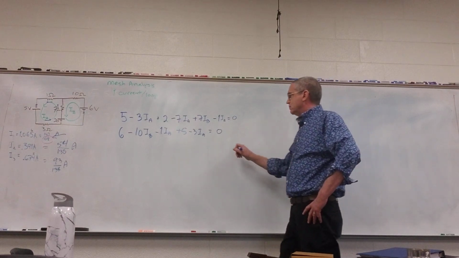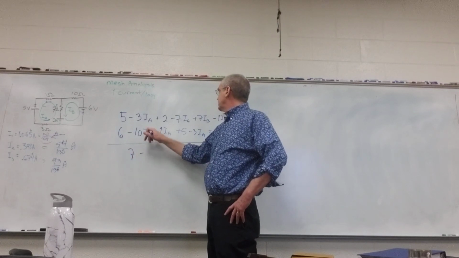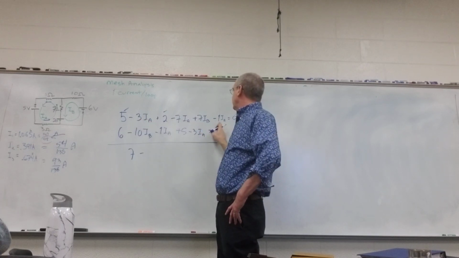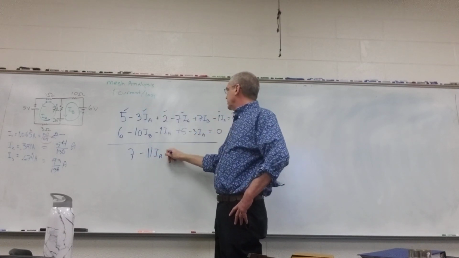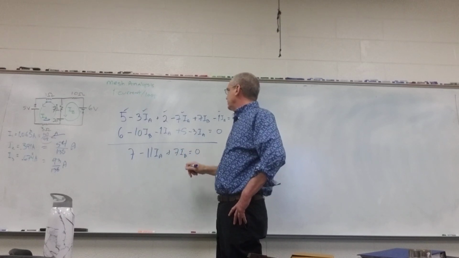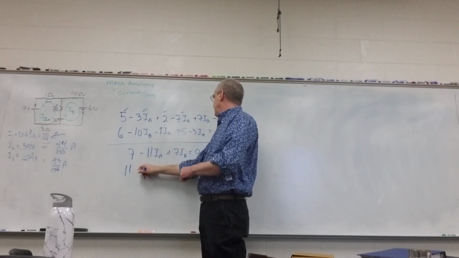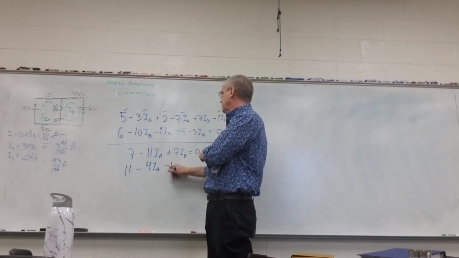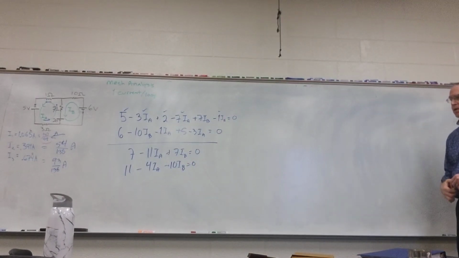And now I simplify. So I get 5 and 2, so I have 7. Minus, let's see, so those have been taken care of. I got IA, so negative 3, negative 7, negative 1, so negative 11 IA. Plus 7 IB equals 0. In the bottom one, I've got 6 and 5, so I have 11. Minus 4IA minus 10 IB equals 0. This definitely has the advantage of only 2 unknowns.